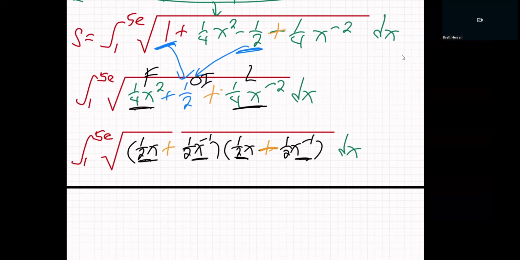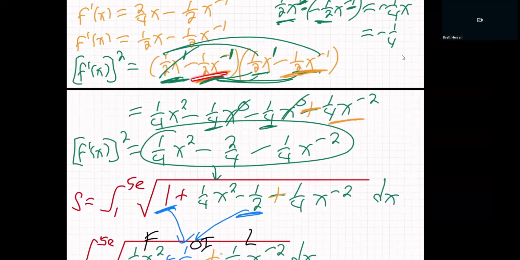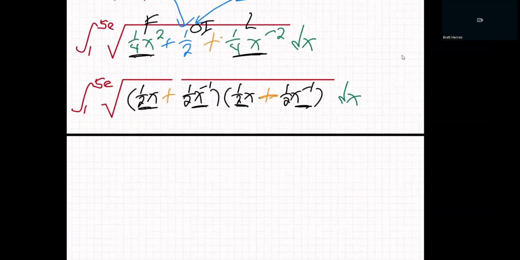I'm sorry I messed that up back here, right? Negative a half times negative a half is positive. So easy to mess this stuff up. This should have been positive right here. And then bring it on down. Okay, now it factors, right? Front times front is a fourth x squared. And last times last, a half x to the minus 1 times a half x to the minus 1 is a fourth x to the minus 2.